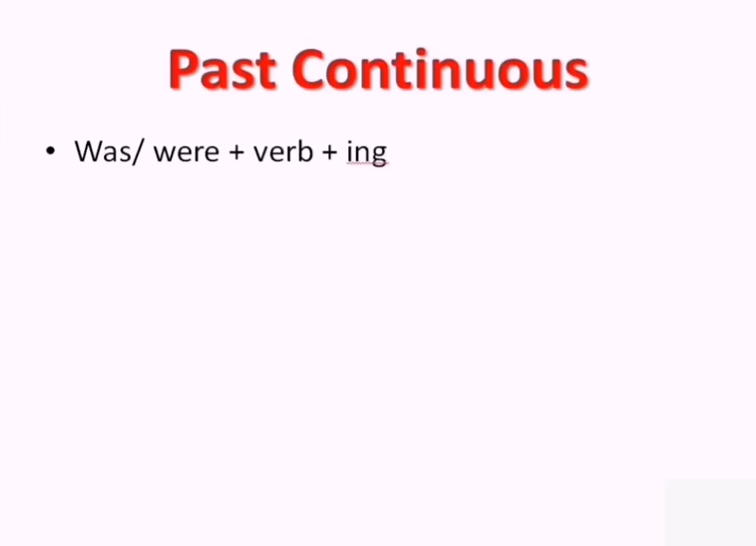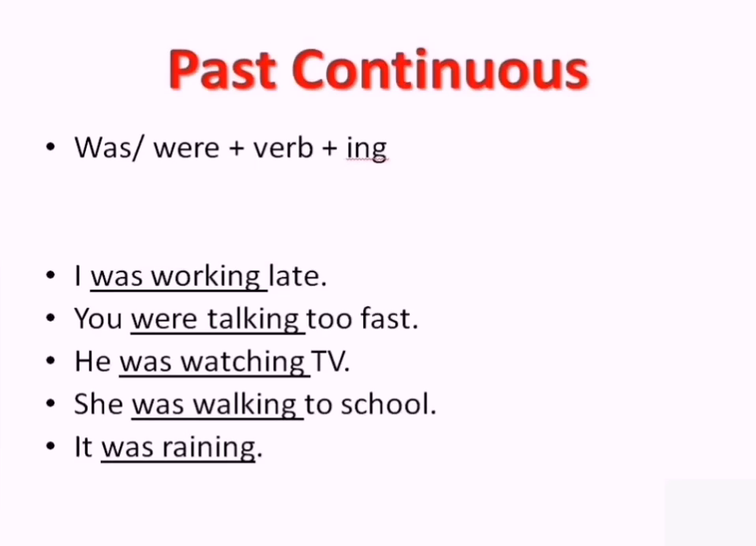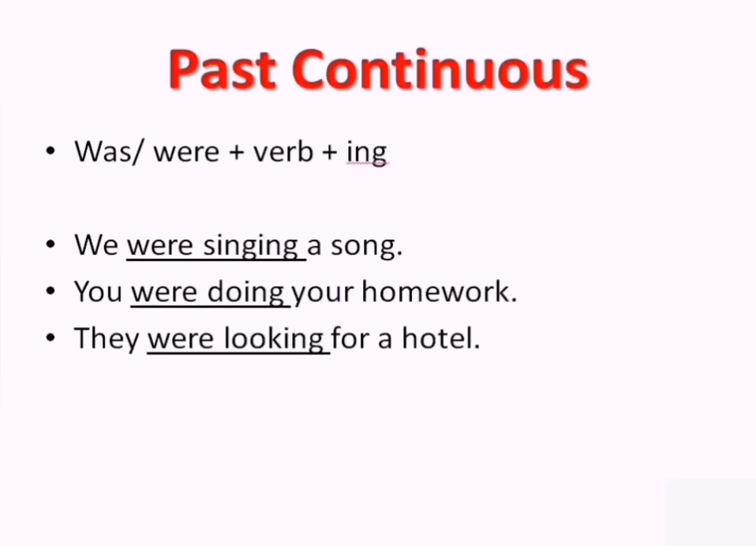How to form the past continuous? We use the past tense of the verb to be, so either was or were, the base of the verb, and ing. I was walking late. You were talking too fast. He was watching TV. She was walking to school. It was raining.